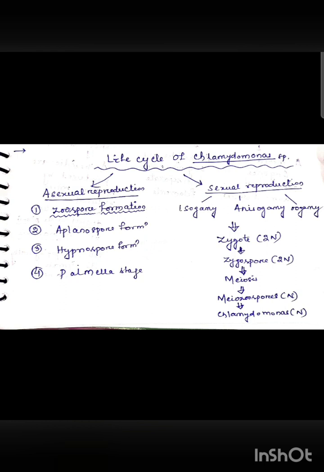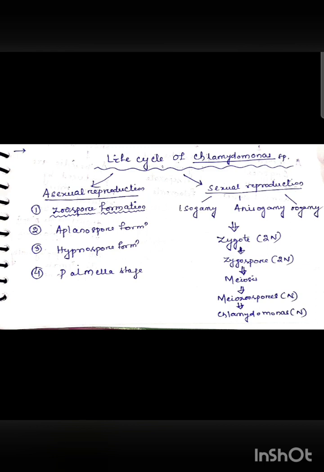Then anisogamy, where both the fusing gametes are different from each other. They are morphologically different. And oogamy, where the female gamete is larger and male gametes are smaller. Female gametes are non-motile in nature, but male gametes are motile in nature.